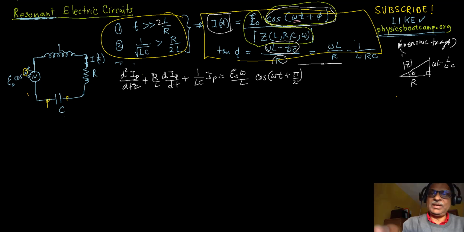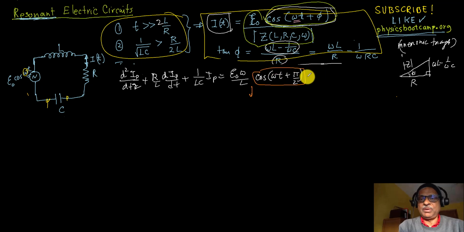So you really will like this. If you put in a little learning of complex numbers, this is a real treat for you guys. All right, so this is the equation I want to solve. So what are the steps? In the complexification, this cosine you replace with e to the power i times this angle, omega t plus pi over 2.